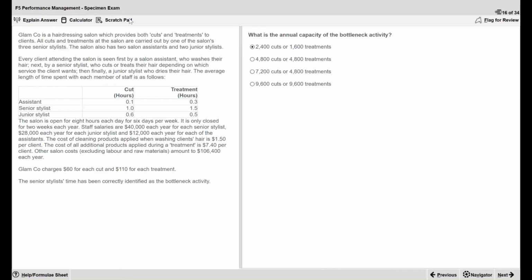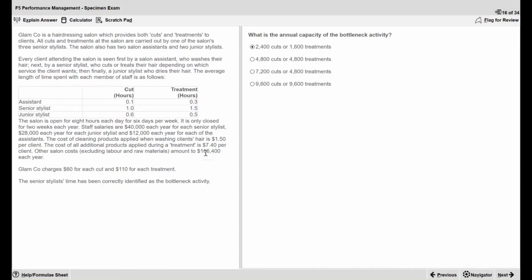Glamco is a dressing salon which provides both cuts and treatments to clients. All cuts and treatments in the salon are carried out by one of the salon's 3 senior stylists. The salon also has 2 assistants and 2 junior stylists. Every client attending the salon is seen first by an assistant who washes their hair, next by a senior stylist who cuts or treats their hair depending on which service the client wants. Then finally a junior stylist who dries their hair. The average length of time spent with each member of staff is as follows: with assistant, senior stylist, junior stylist, and the salon is open for 8 hours each day for 6 days per week. It is only closed for 2 weeks each year.